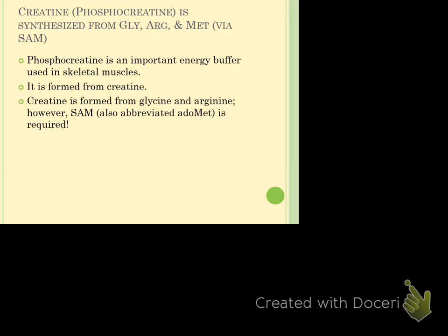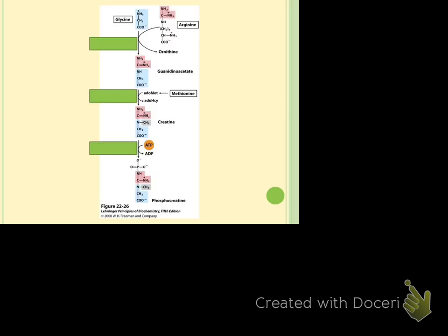Adenosylmethionine. Yes. And so that's why technically it comes from glycine, arginine, and methionine, but methionine is just for the cofactor there. Methionine is for the cofactor. I would expect you to be able to rationalize and come up with the names for these enzymes.